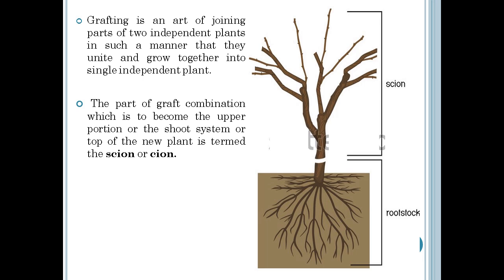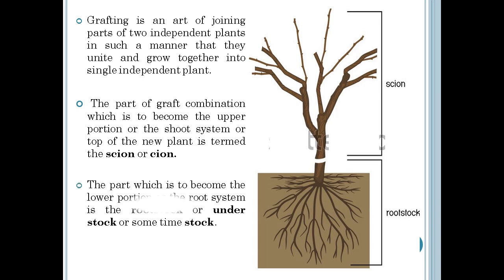The part of the graft combination which is to become the upper portion, or the shoot system or top of the new plant, is termed the scion or cion. The part which is to become the lower portion or the root system is the rootstock or understock, or sometimes just stalk.